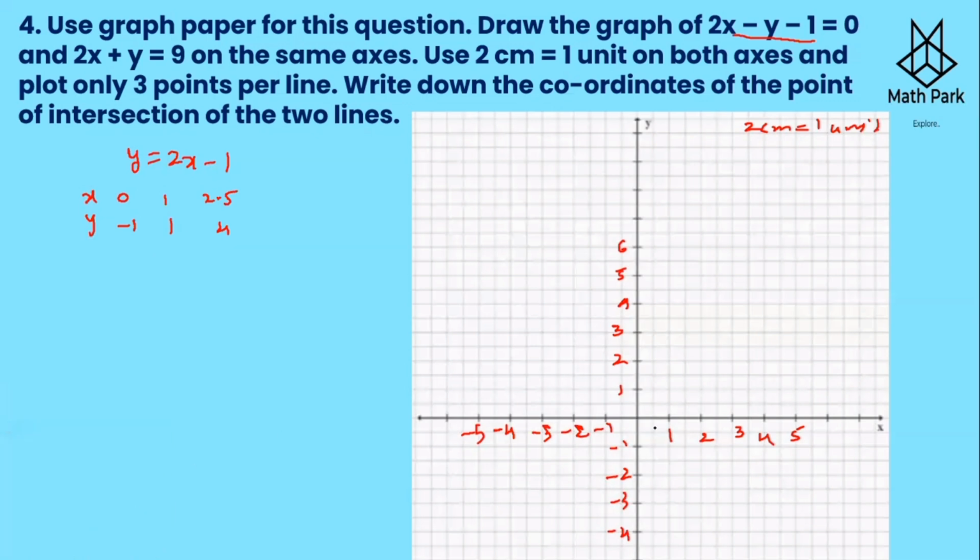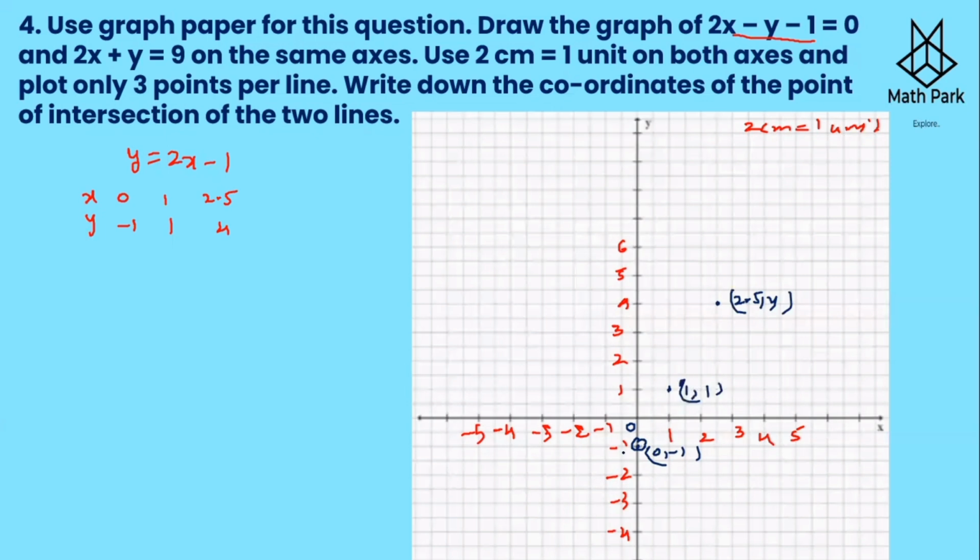So 0 comma minus 1 is this point. The next point is 1, 1. So 1, 1 is this point. The next is 2.5, comma 4. So 2.5 on x-axis and 4 on y-axis. So 2.5, comma 4 is this point. And this is your 1, comma 1.